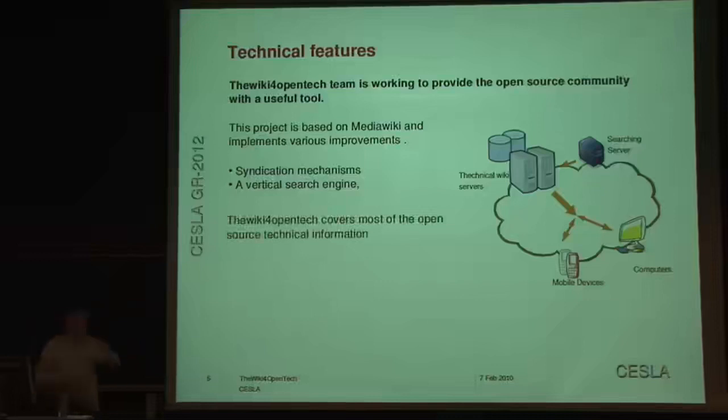So we have three kinds of contents. The first is content that we have in the wiki. The second is the syndicated content that we get from other wikis with similar or the same license, and the last one is the content that we get from other web pages. Web pages, of course, that have a relationship with open source.